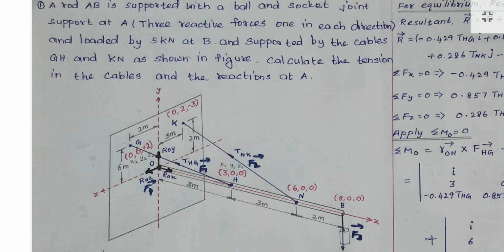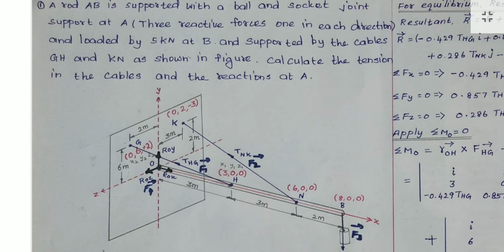I represented this in the diagram itself: ROX, ROY, ROZ. So it's a reaction force. Reaction force equals ROX i, ROY j, ROZ k. That's all. So that is the socket joint. Then it is loaded by 5 kilonewton, a downward force.